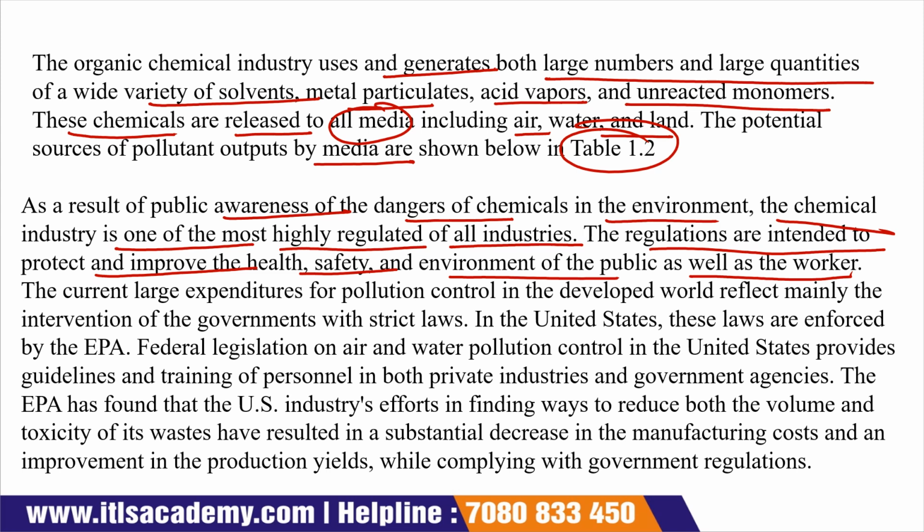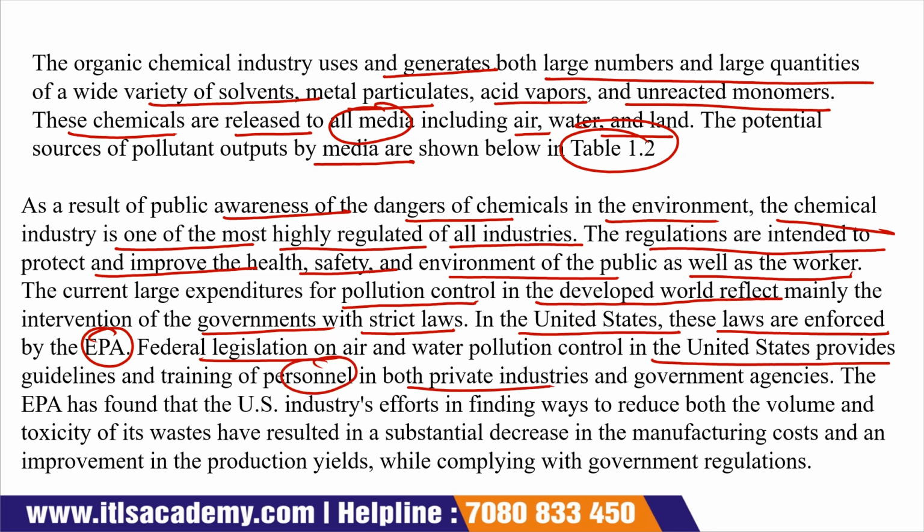Current large expenditure for pollution control in the developed world reflects mainly the intervention of the government with strict laws. In the United States, these laws are enforced by the EPA. Federal regulation on air and water pollution control in the United States provides guidelines and training for persons in both private industry and government agencies. Okay, and the EPA has found that US industry efforts in finding ways to reduce both the volume and toxicity of its waste have resulted in substantial decreases in manufacturing cost and an improvement in the production yield while complying with the government regulation.